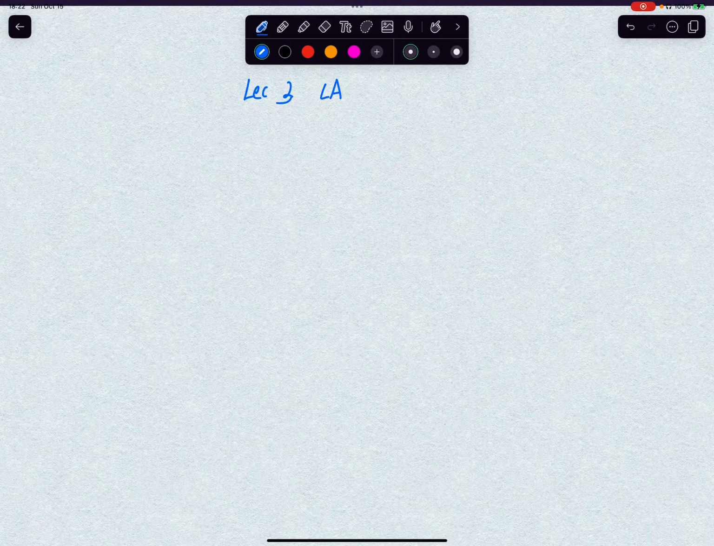Welcome to the third lecture of linear algebra. In this lecture, we first introduce the concept of partition matrix. So let us start with an example.